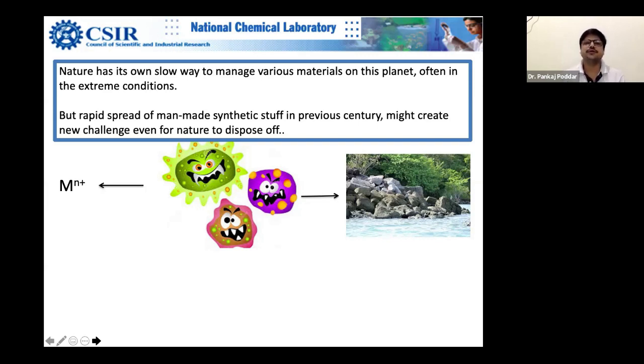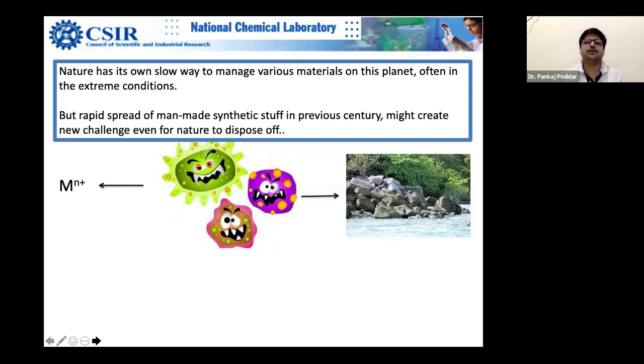Nature has its own slow way of managing various materials on this planet, often in extreme conditions. But the rapid spread of man-made synthetic stuff in the previous century might create new challenges for nature to dispose of. We can see the problem with polymer chemistry. The polymers derived by hydrocarbon industries were sold as having some kind of degradation properties for decades and decades. But it turns out that it was a lie. It's not possible to degrade those polymers so easily, and we can see that the amount of polymers is piling up on Earth and in water bodies.